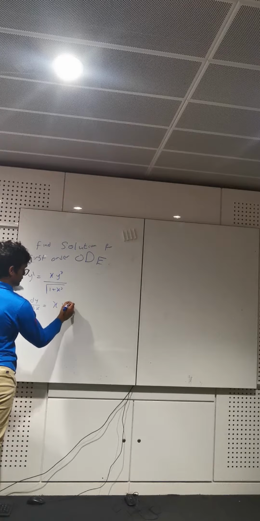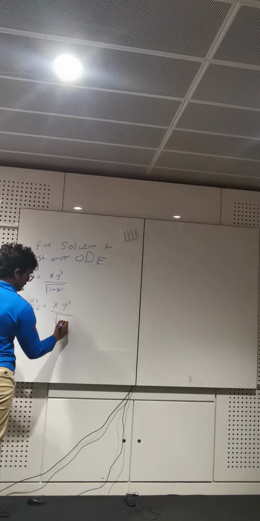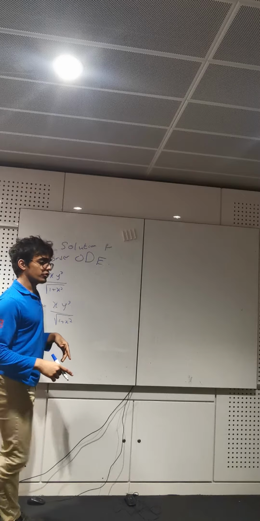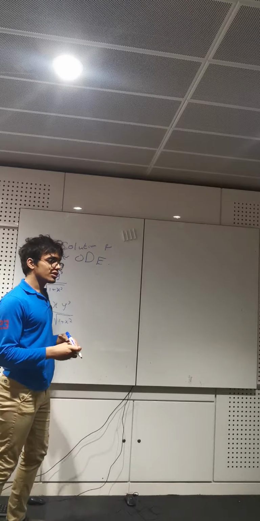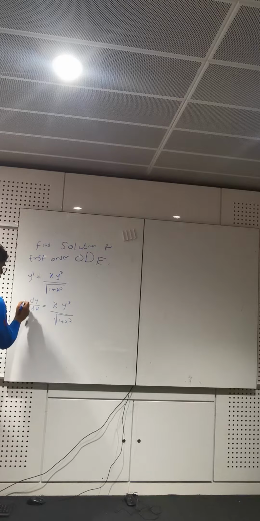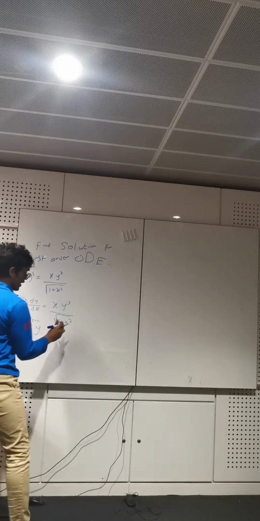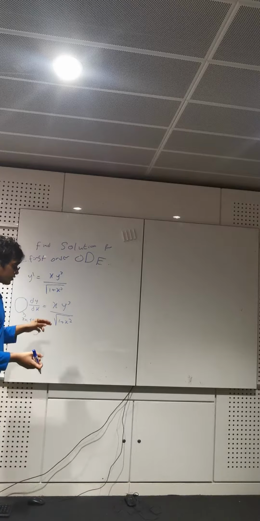So the first thing we can write is dy over dx is equal to x y cubed over the square root of 1 plus x squared. Now another question that we may ask ourselves: which side should I put x and which side should I put y? The dy here is on top, so you want everything on this side in terms of y, and the right-hand side in terms of x.